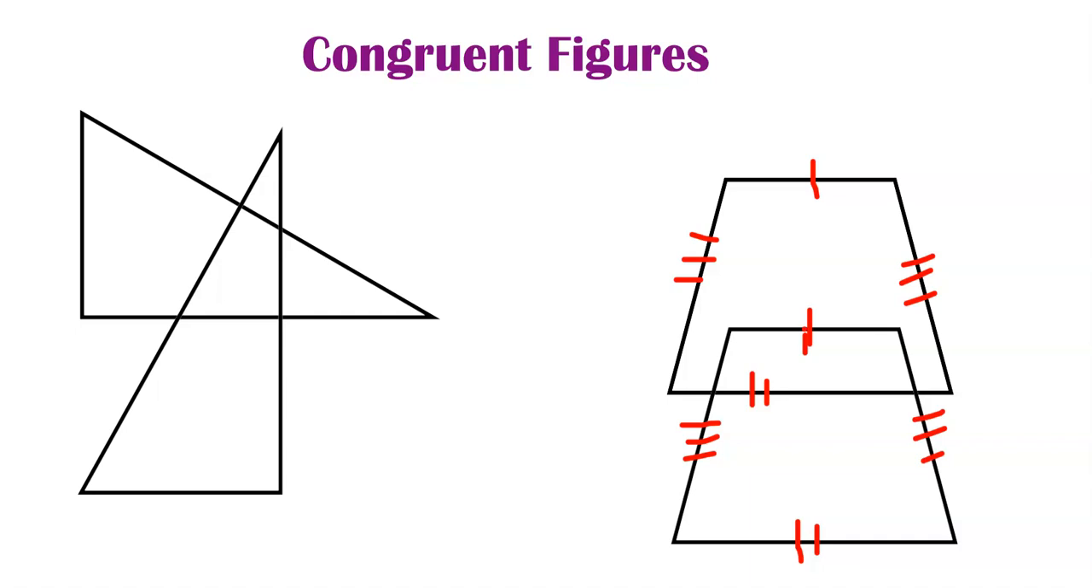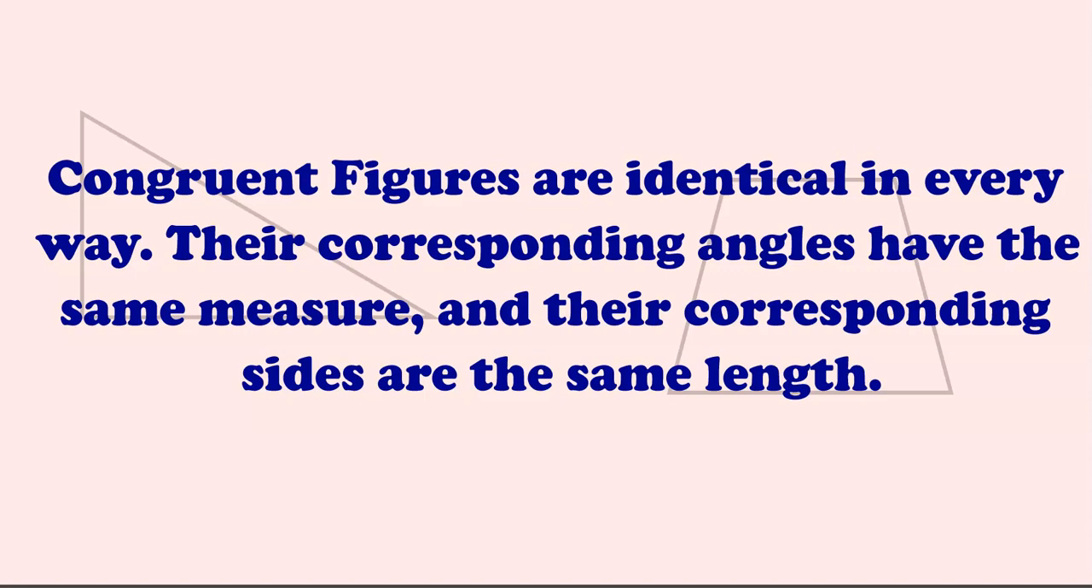And so that is really what the critical part of the definition of congruent figures is. It's that congruent figures are identical in every way. Their corresponding angles have the same measure, and their corresponding sides are the same length. Go ahead, pause the video, copy down this representation of congruent figures, come back when you're ready to see a few more important things about them.